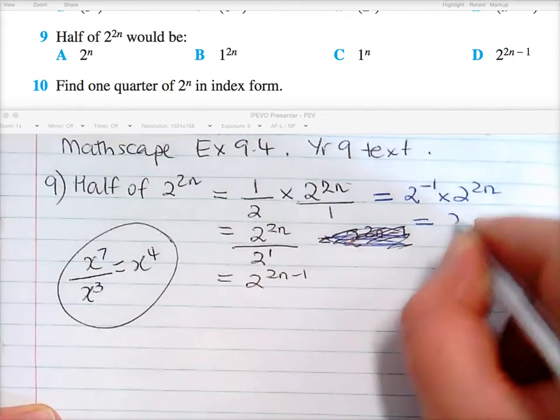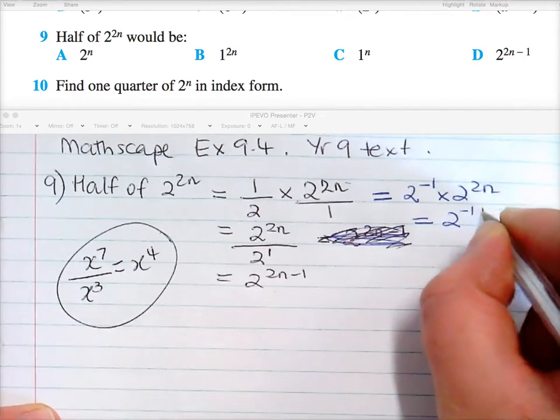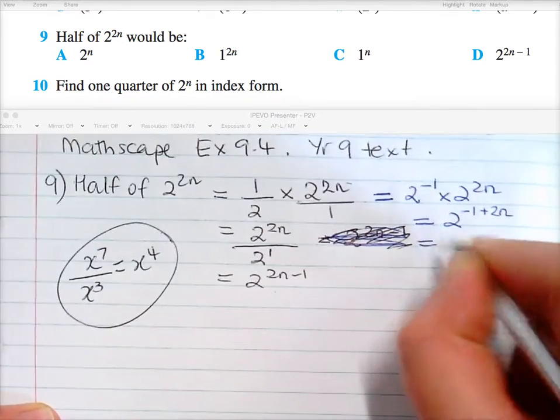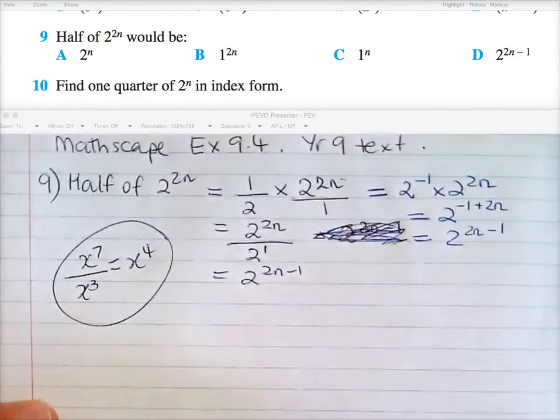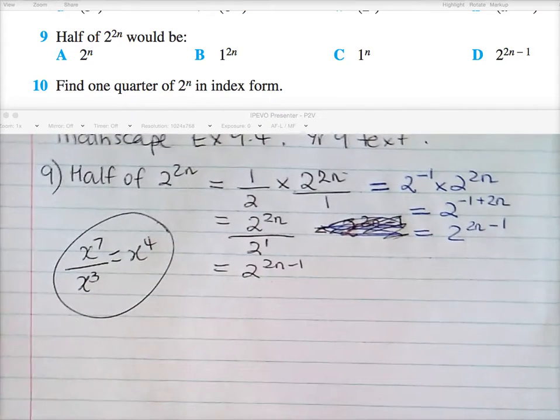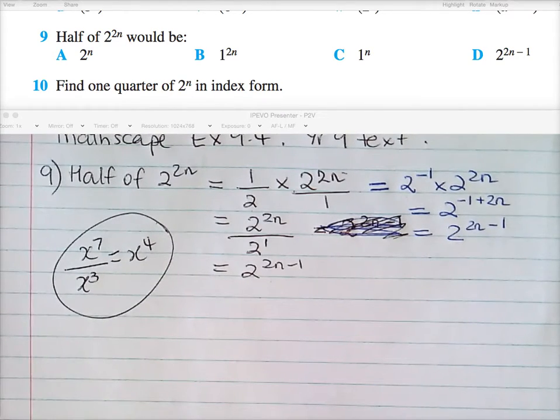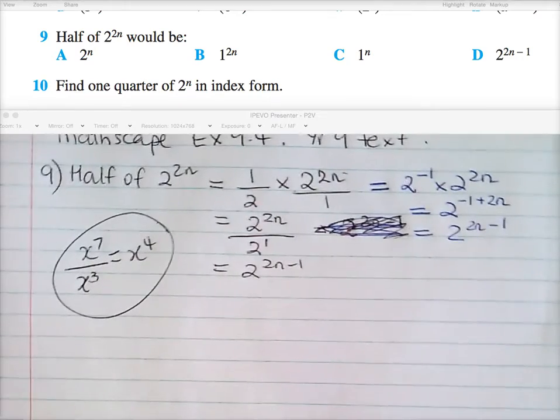You add them. So instead of writing negative 1 plus 2n, it looks nicer to write the 2n and then minus 1. It's the same thing. That's like negative 7 plus 5 is 5 minus 7. Same thing. Do you get the idea? Now, so girls, that's two ways of doing that question.